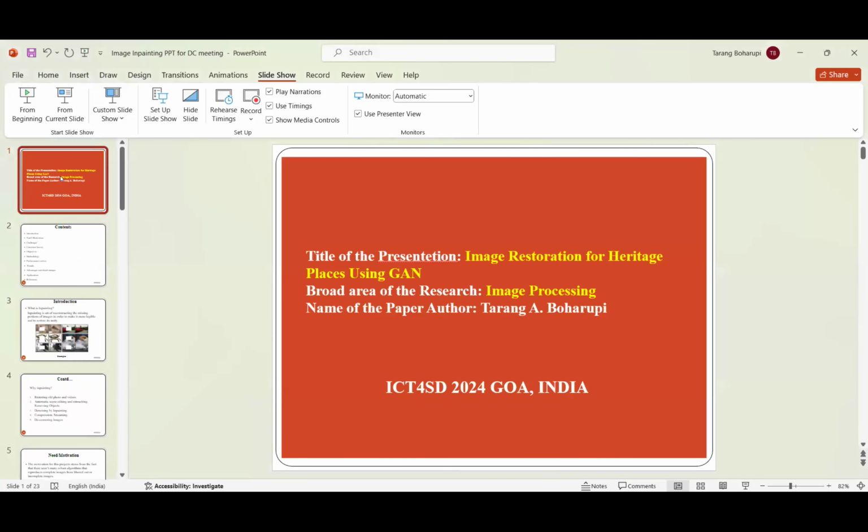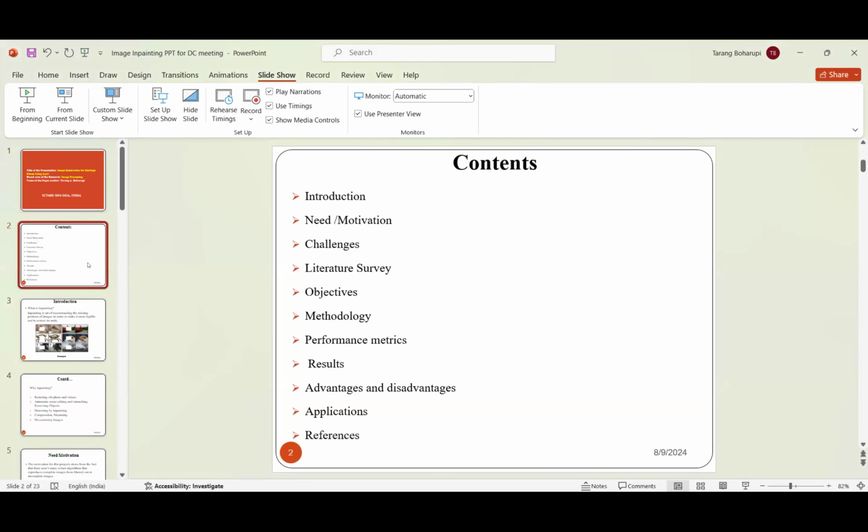Okay, good afternoon all. My paper title is Image Restoration for Heritage Places using GAN. The broad area of research is image processing. My name is Tarang Bohrupi. The content of my topic is: we see why we need image inpainting, the need and motivation, and some challenges we are facing while restoring the images. Then literature survey, some objectives, then methodology.